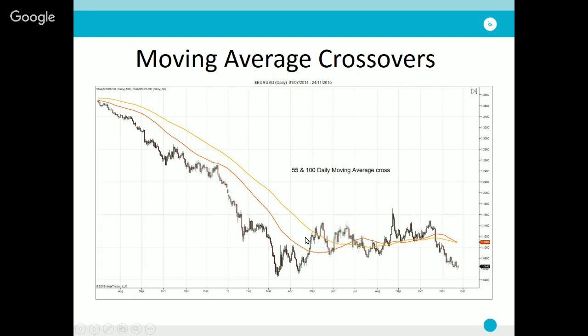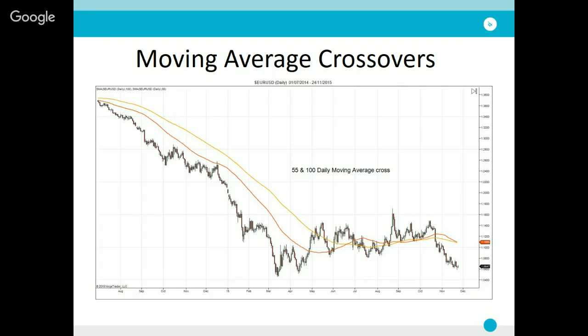So these are some of the other ways in which you'll often find traders looking to use moving averages, is that once they've identified a trending market, they're looking for a retracement back to the moving averages to identify entry points to trade a resumption of the trend.